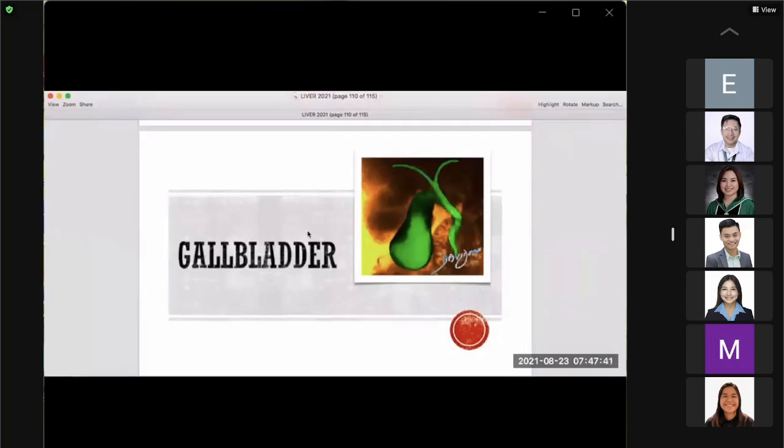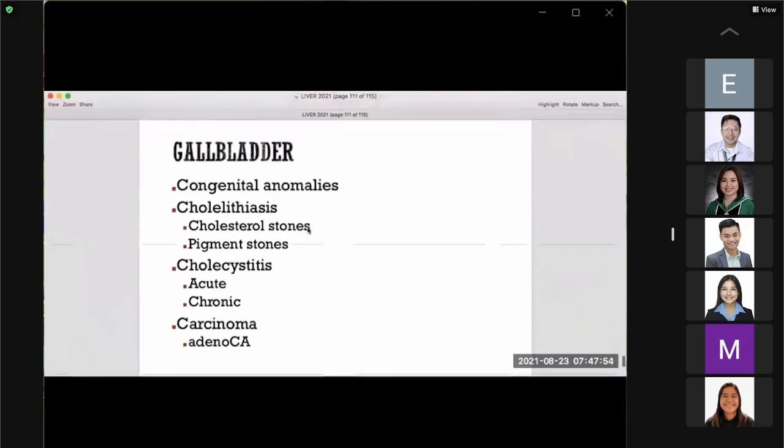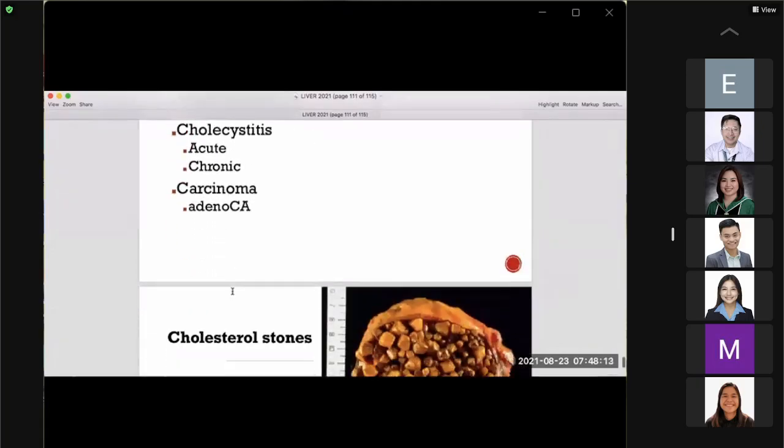Okay, so the next tissue that we'll be looking at is the gallbladder. So this one is attached to the posterior region of the liver. Okay, so regarding the gallbladder, we have certain congenital anomalies, presence of cholelithiasis, cholecystitis, and of course, from time to time, we get to see carcinoma involving the gallbladder.